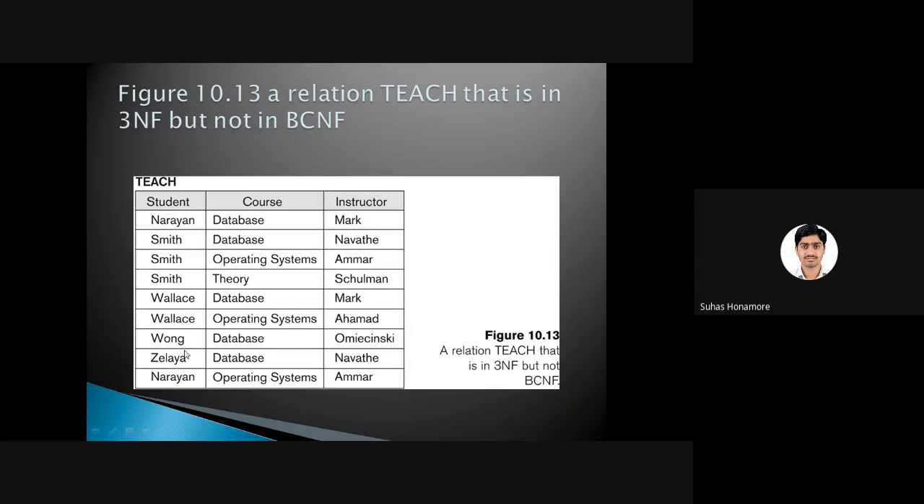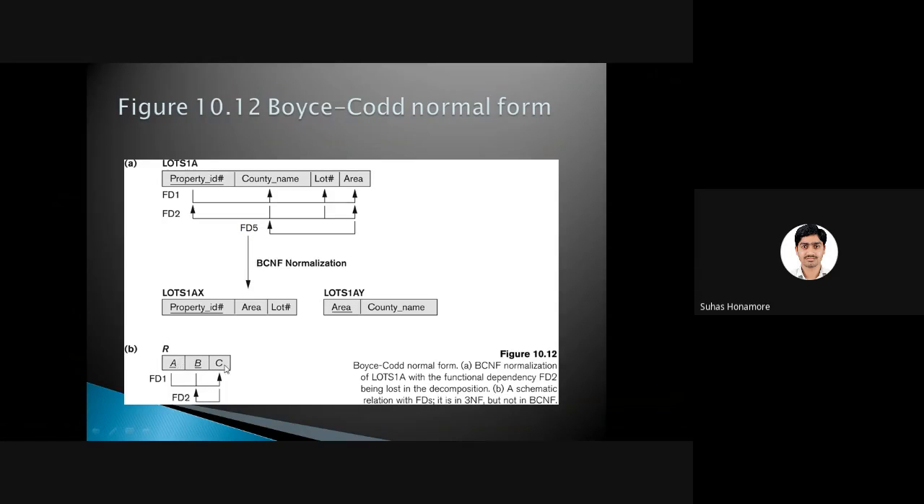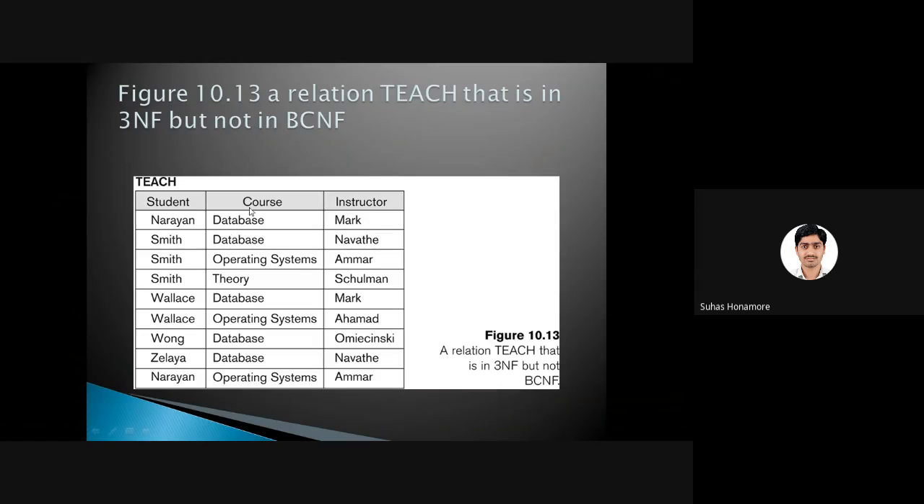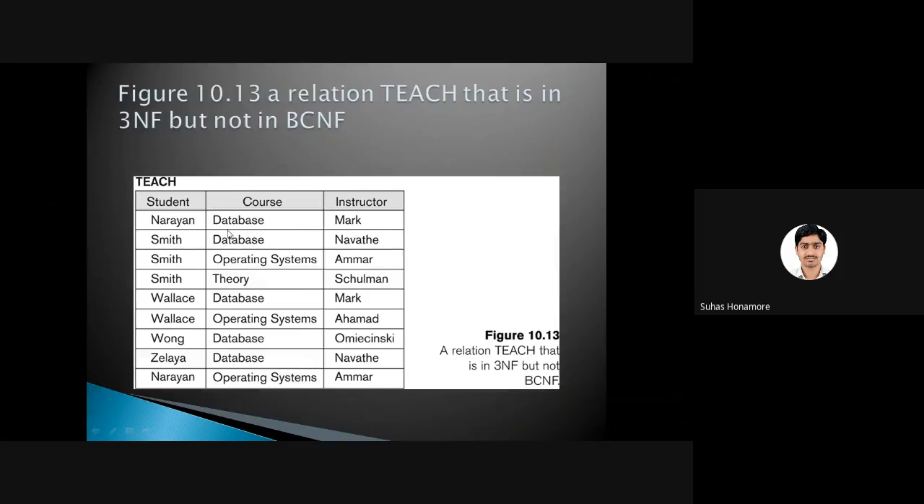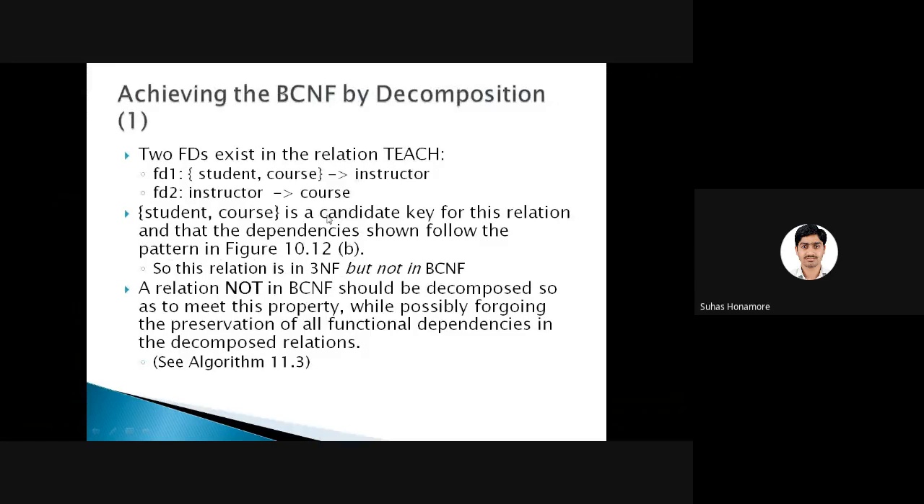For that, some examples are given. Here we have student and course, and together they can determine the instructor. The instructor can have references to the courses. This is the same A, B, C we took, and the same thing is given here: FD1, FD2. So this is there in 3NF but not there in BCNF.